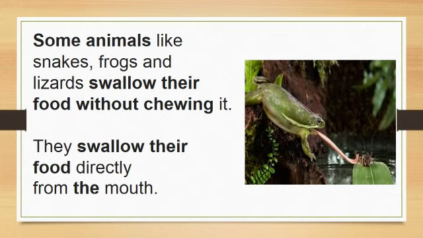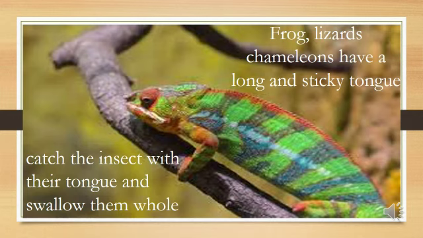Children, what will happen if you do not chew your food properly? Guys, if you do not chew your food properly, then your digestive system creates problems. You might have a problem in digestion of the food because your stomach does not have teeth. So, we can say that animals like frogs, lizards, and chameleons have a long and sticky tongue. They catch the insect with their tongue and swallow them whole.